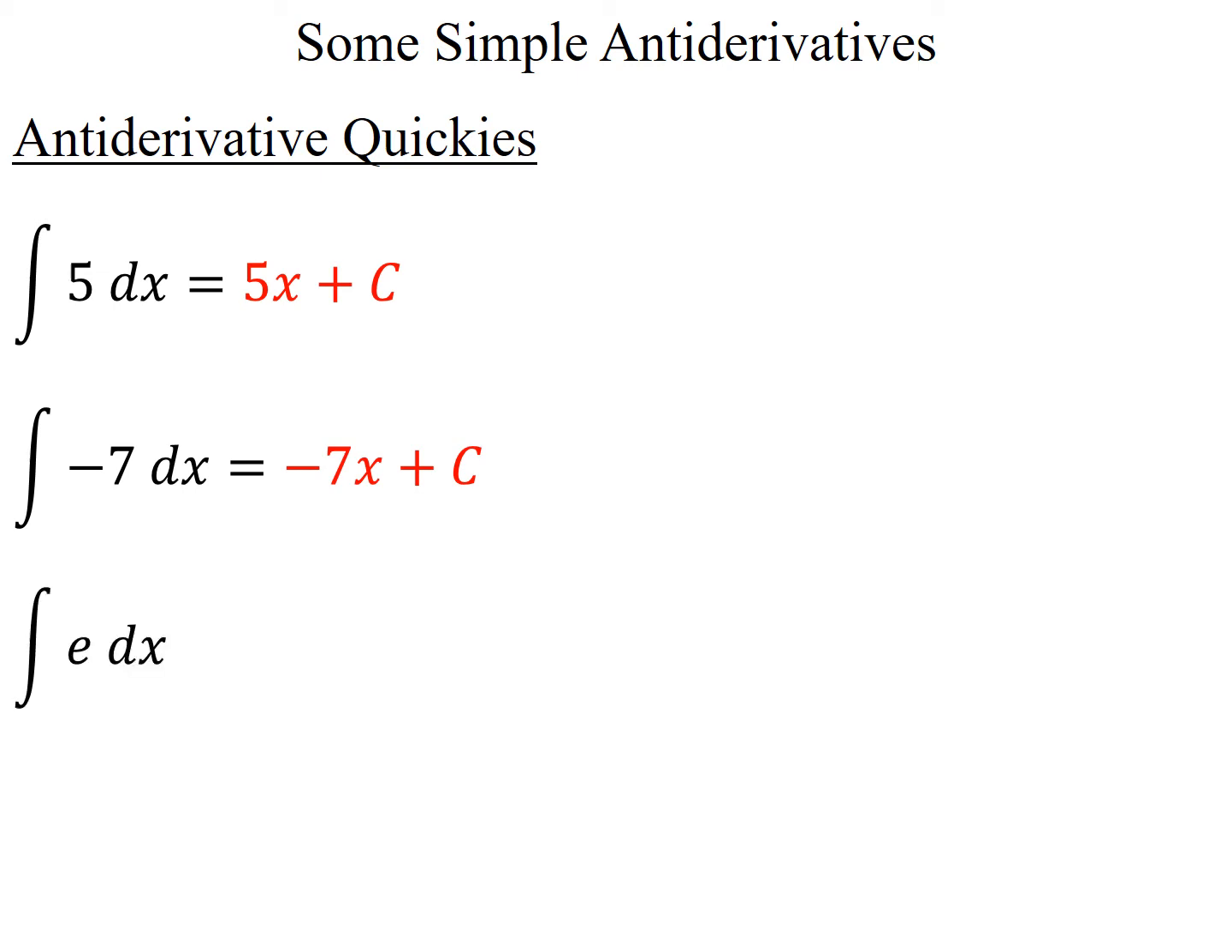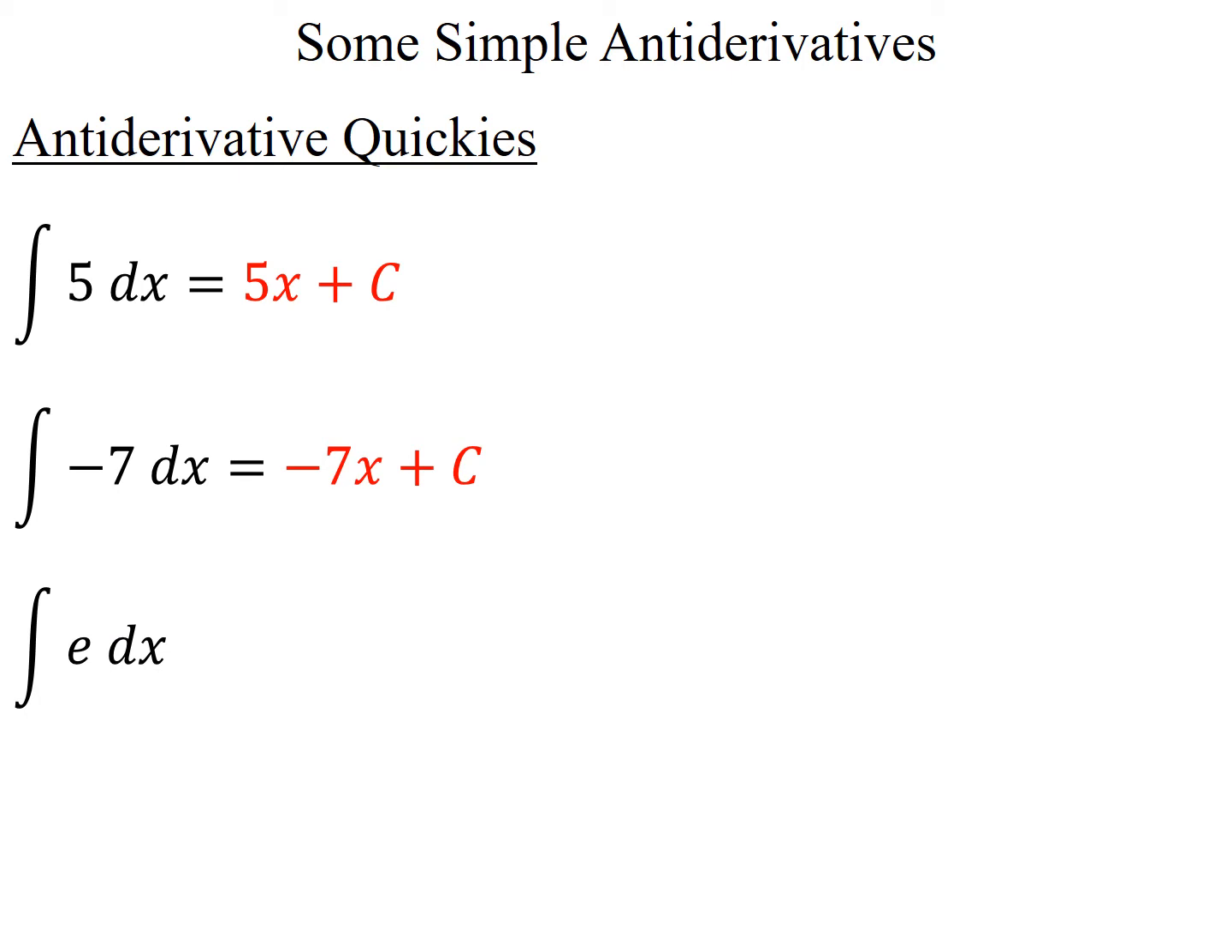Another one. The antiderivative of e. This confuses people sometimes because it looks like an exponential function, but it's not. They're trying to trick you. Why are they trying to trick you? Because it just says e. It doesn't say e to the x. That would make it an exponential function. So you're used to seeing e to the x, but this is just e.